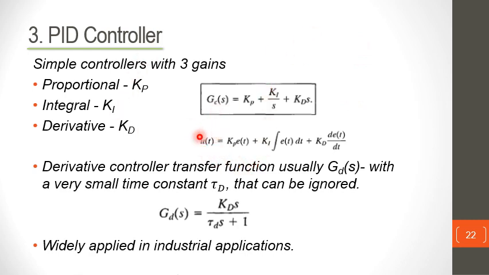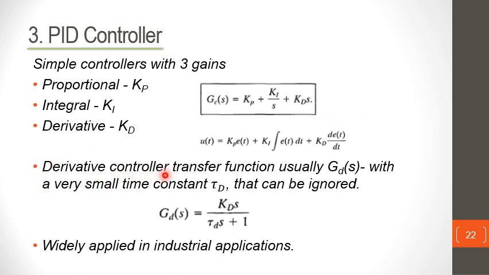If you look at the controller output, the proportional gain will contribute the control action that's proportional to the error, and then the integral will contribute the control action that's proportional to the integral of the error, while the derivative control will contribute the control action that's proportional to the derivative of the error.